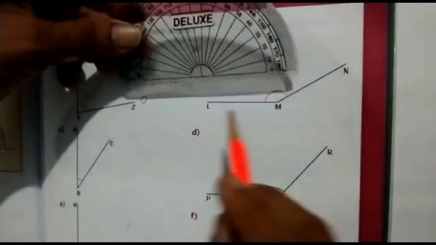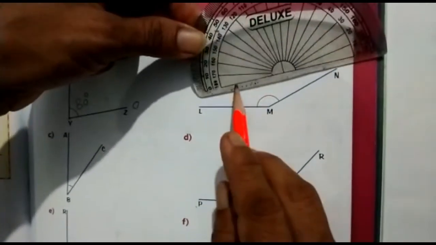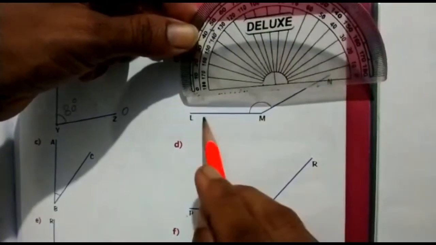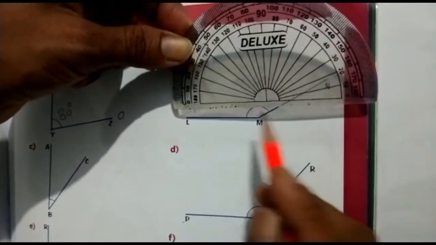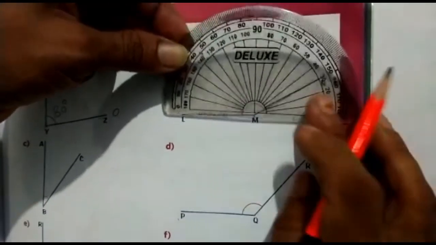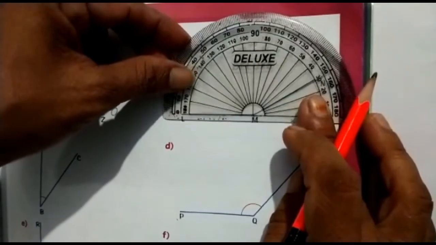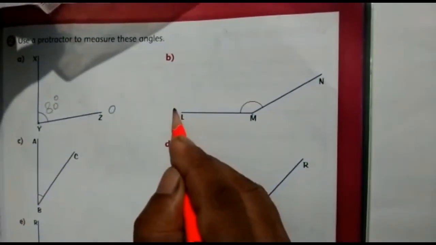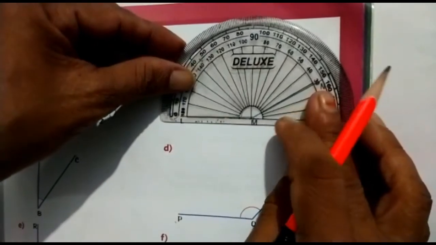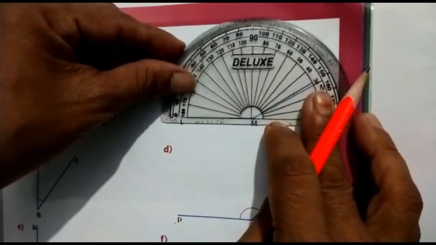Now it's angle B. Now we will keep this line on this line. This line must be on this line, and the center of the protractor must be on the center of the angle, like this, and we will write here 0. Now we will check it. Now we will read the scale.